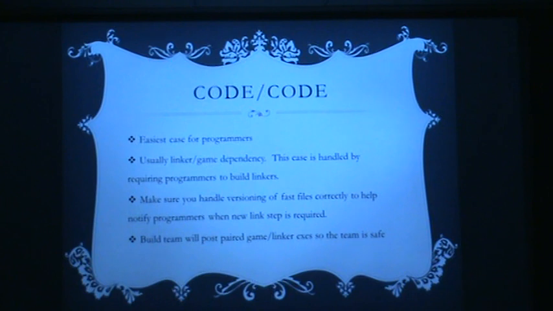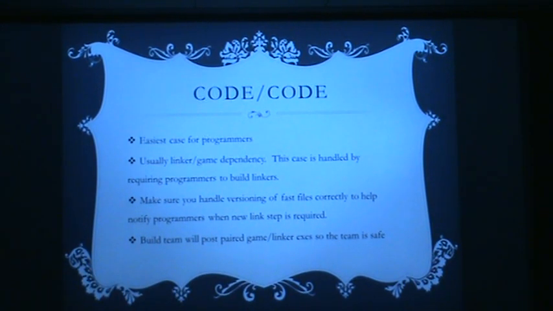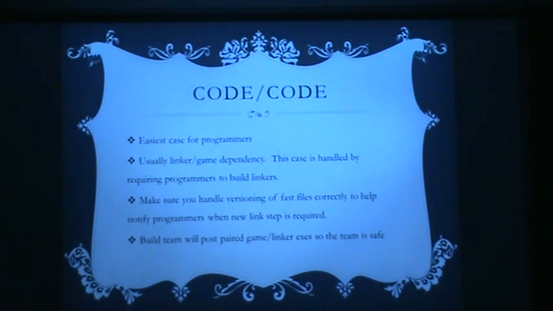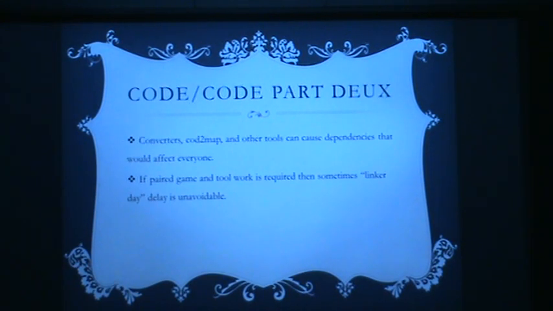It's usually a linker game dependency. If programmers build the linkers, it generally will resolve this problem. Just make sure that you handle versioning correctly. If you do put in a change that really does require people to build new fast files, make sure you bump the fast file version number, so that when the programmers attempt to run this later after building their own linkers, they remember to actually link the data that's associated with the game. And then the build team generally makes sure that this operates in a safe way by posting game and linker data at the same time.